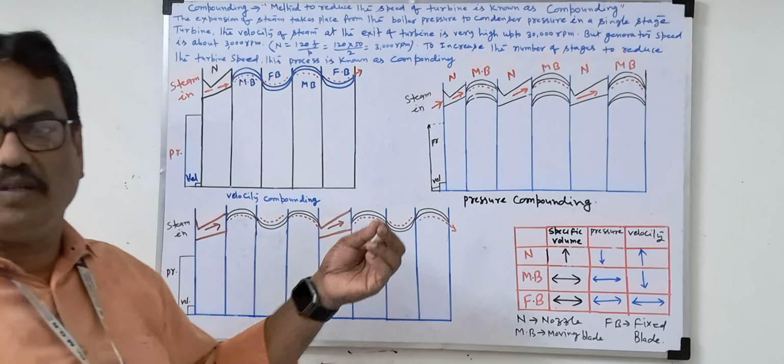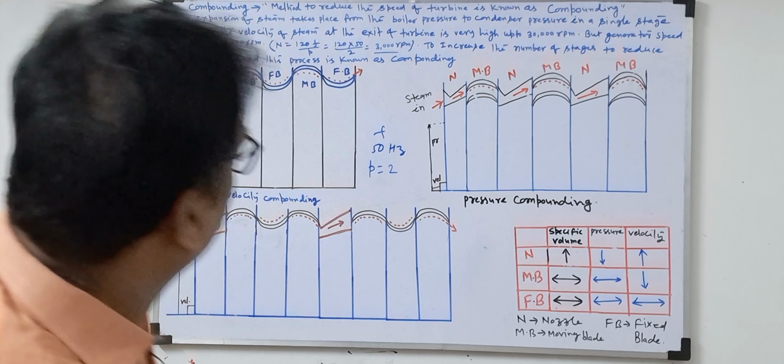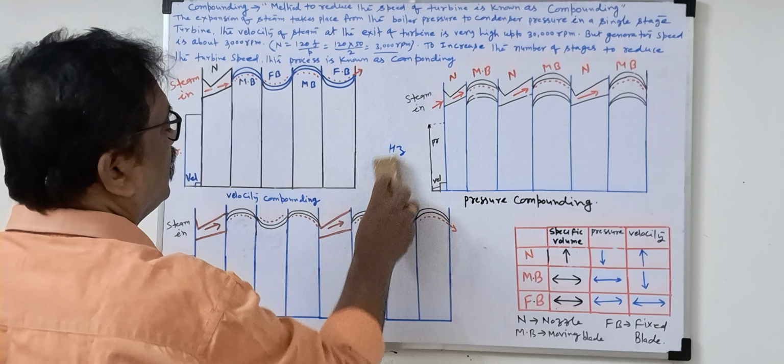What are the three compounding types? Pressure compounding, velocity compounding, and a combination of these two. In this process, various methods are there to control the speed, velocity and pressure. One by one we will discuss how each compounding functions.